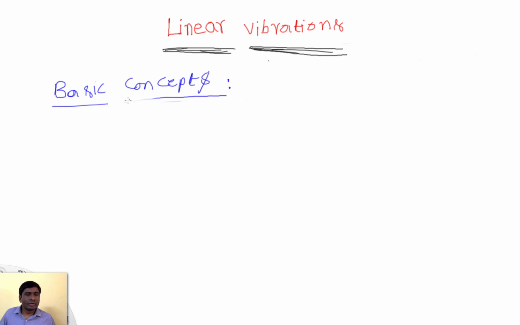mean position. When the torsional spring is used, in the linear spring we have force equal to K into delta, but in case of a torsional spring we have a force in torsion or rotational kind of arrangement. Then the moment equals kt into, instead of linear displacement, an angular displacement. Here kt is the torsional stiffness.